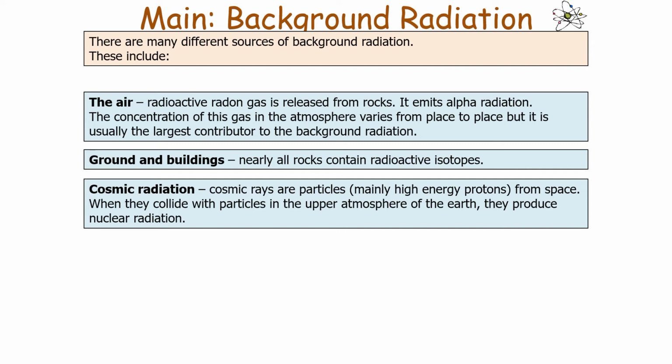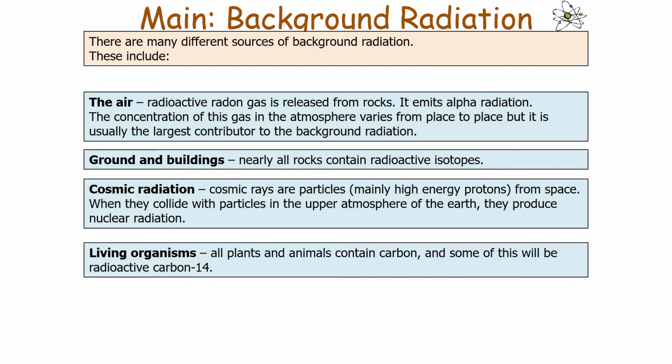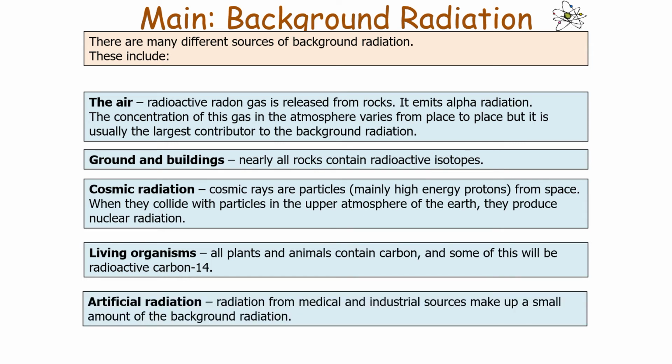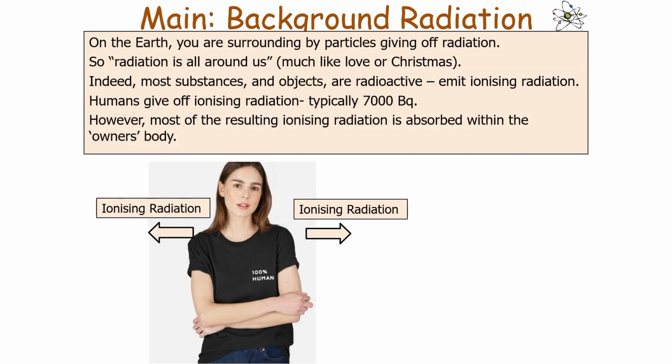Another source of background radiation is living organisms, because all plants and animals contain carbon, and some of this will actually be the radioactive carbon-14 isotope. And finally, we've got artificial radiation from medical and industrial sources, which will make up a small amount of the background radiation. So on Earth you are surrounded by particles giving off radiation. Indeed, most substances and objects are radioactive. They do emit ionizing radiation.